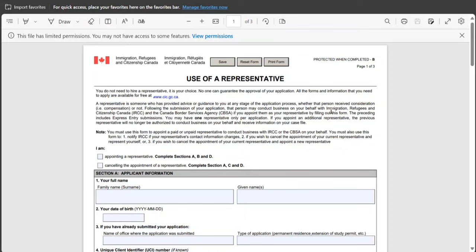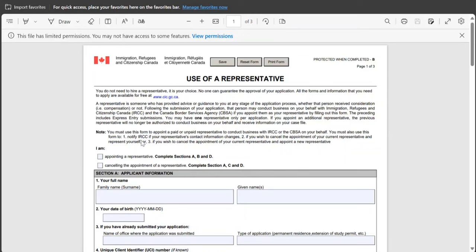So this form is not required in all cases. If you have gone through the wizard, like the Come to Canada wizard, or even the IRCC portal, only when you appoint a representative do you need this form. Now, the same form can be used to remove a representative too. There could be multiple reasons for it. I don't have to go into the reason. So how to use it?